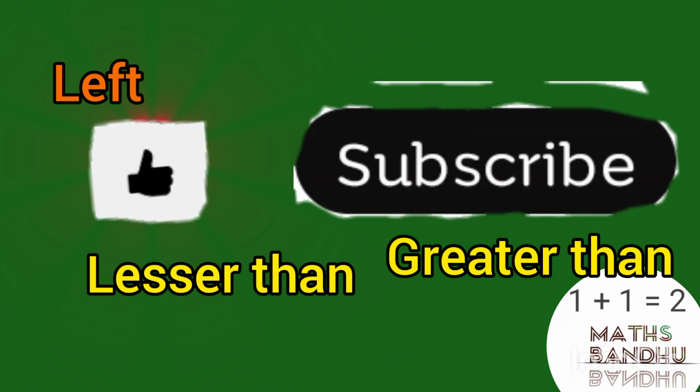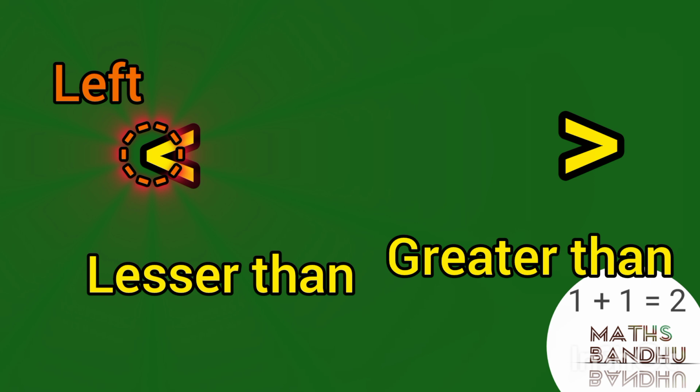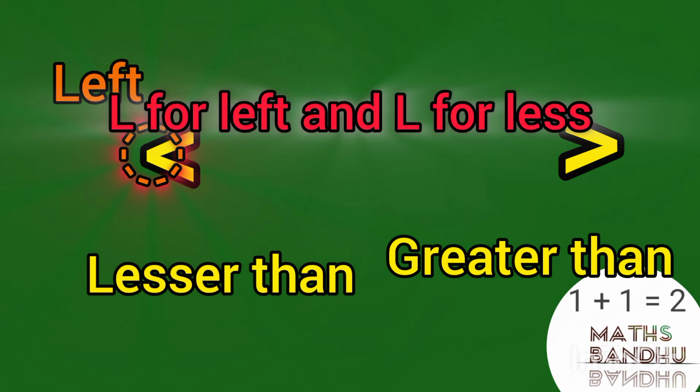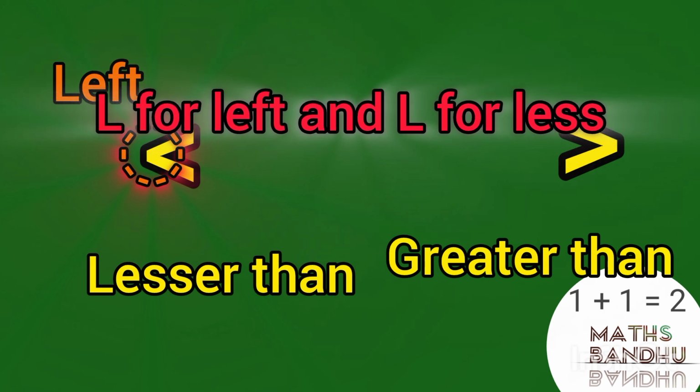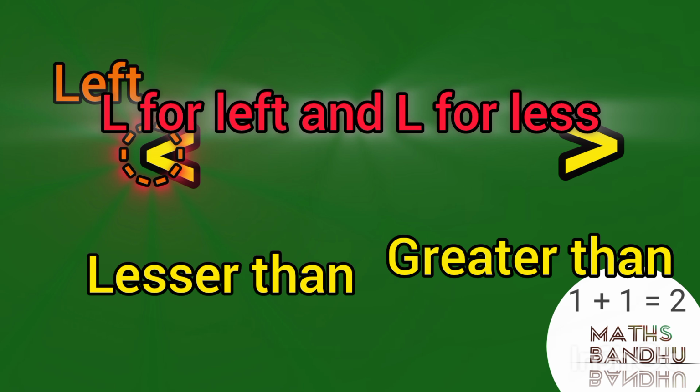And let's go. Some of you might have noticed, but if you didn't, I'm going to tell you. The trick is, see, L stands for left, L for left, and L for less. So this way you might not be able to forget. And once again I repeat, L for left, L for less. Then the other one will automatically be the greater than sign. And this was the trick which I personally used to recognize these signs.